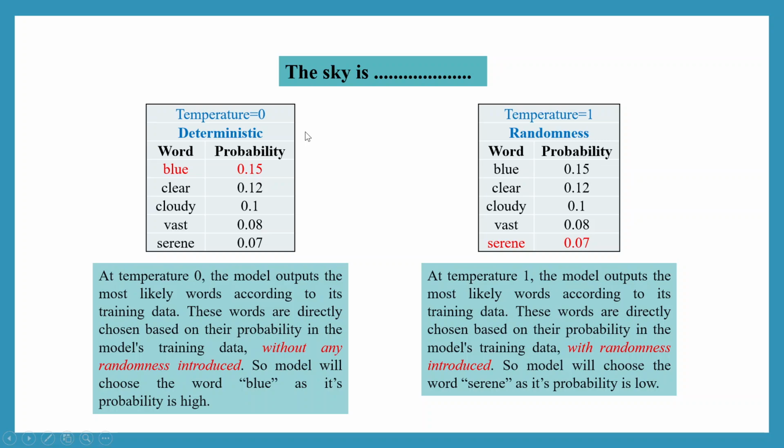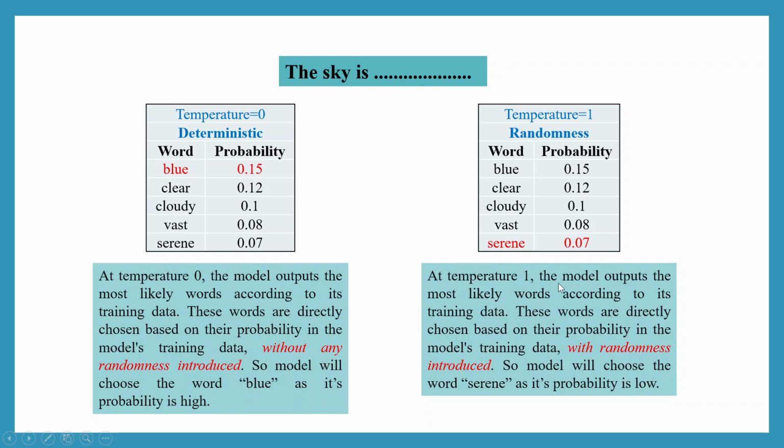Let's see the previous example again. The sky is. Temperature 0: it is deterministic, we will get a deterministic output. Temperature equal to 1: there will be randomness in the output. At temperature 0, the model outputs the most likely words according to its training data. These words are directly chosen based on the probability in the model's training data without any randomness introduced. So the word which has the maximum probability will be picked up. So the model will choose the word blue as its probability is high.